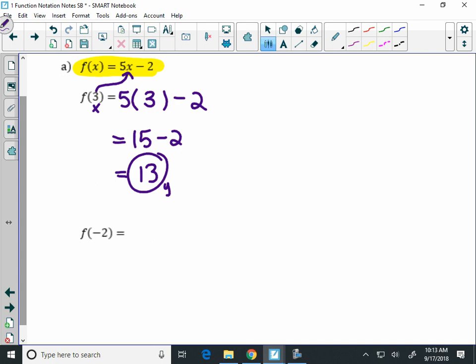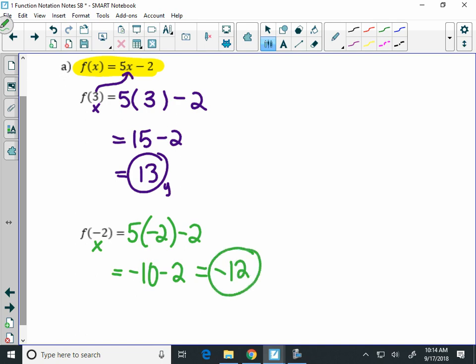All right, same thing for negative 2. The negative 2 is in the parentheses, so you put the negative 2 in for x. So 5 times negative 2 minus 2. Well, 5 times negative 2 is negative 10 minus 2. And negative 10 minus 2 is negative 12. That would be your final answer.